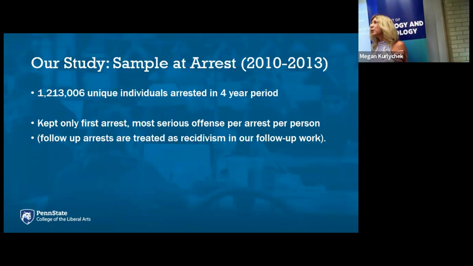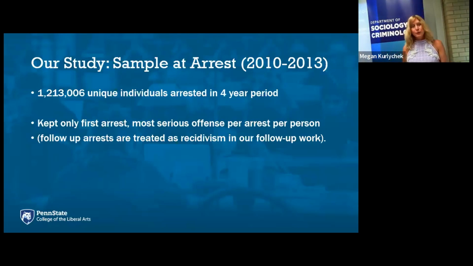We picked 2010 as a start date because that's after the Rockefeller laws changed. If anyone's familiar with the harsh New York Rockefeller laws for drugs, that had changed, the change finished by 2009. So we picked that as a start point for a reason.